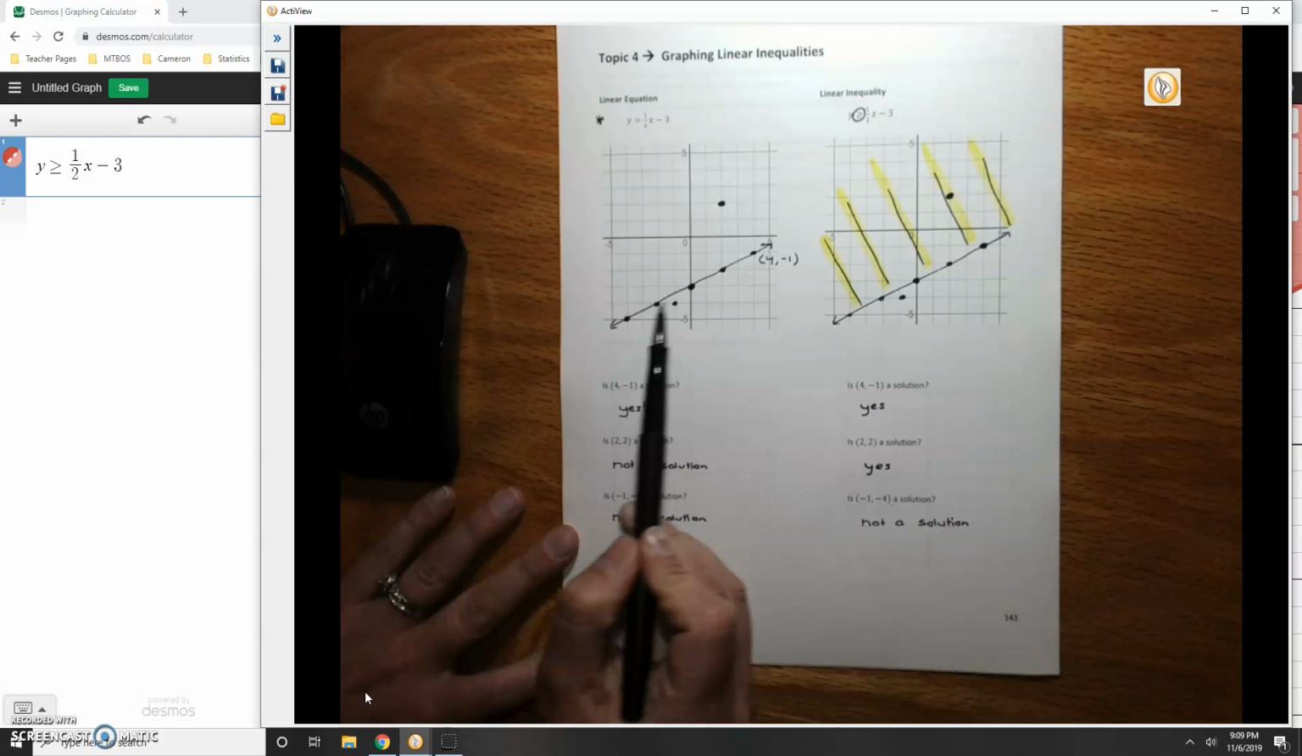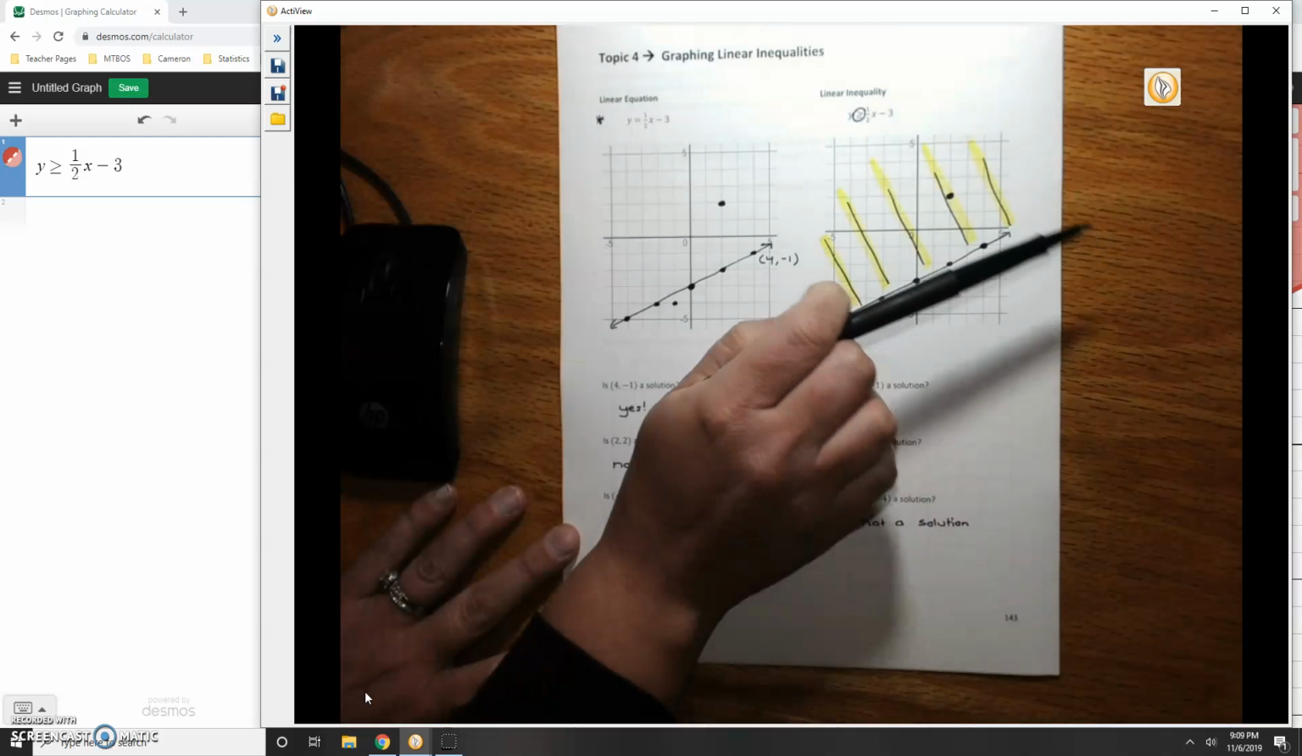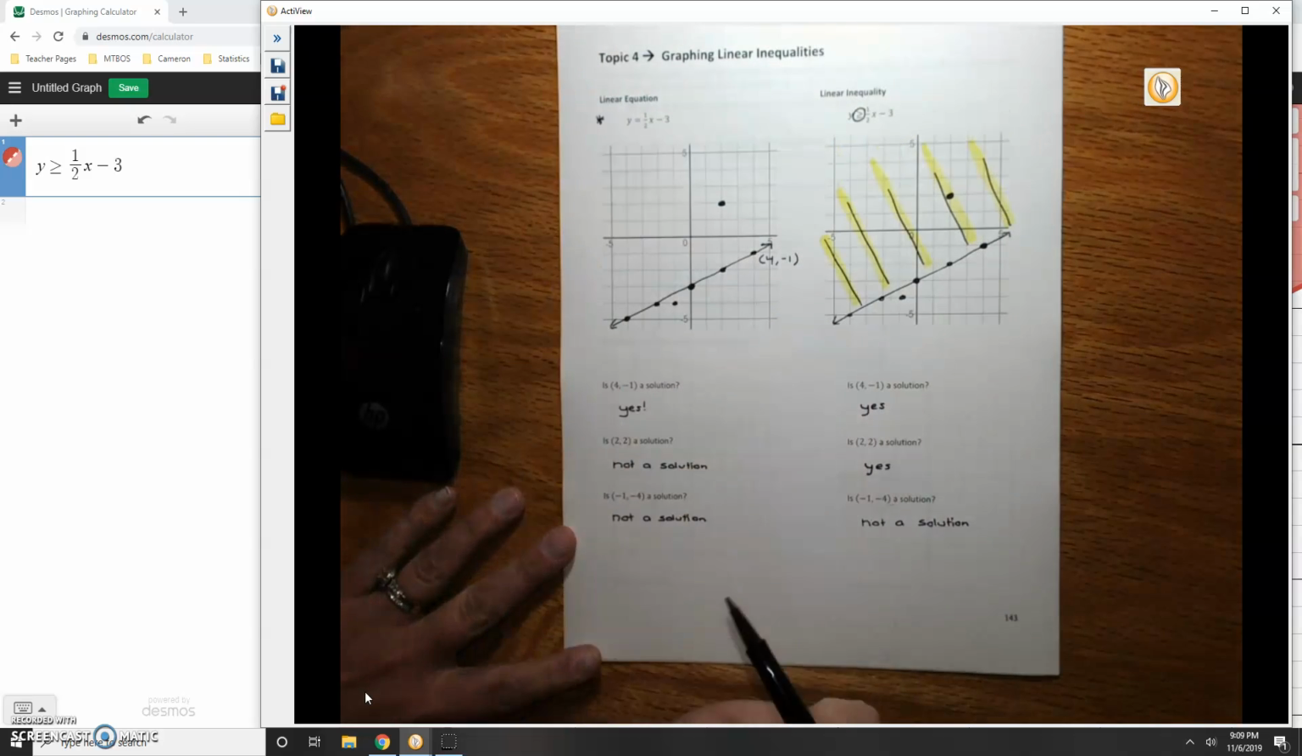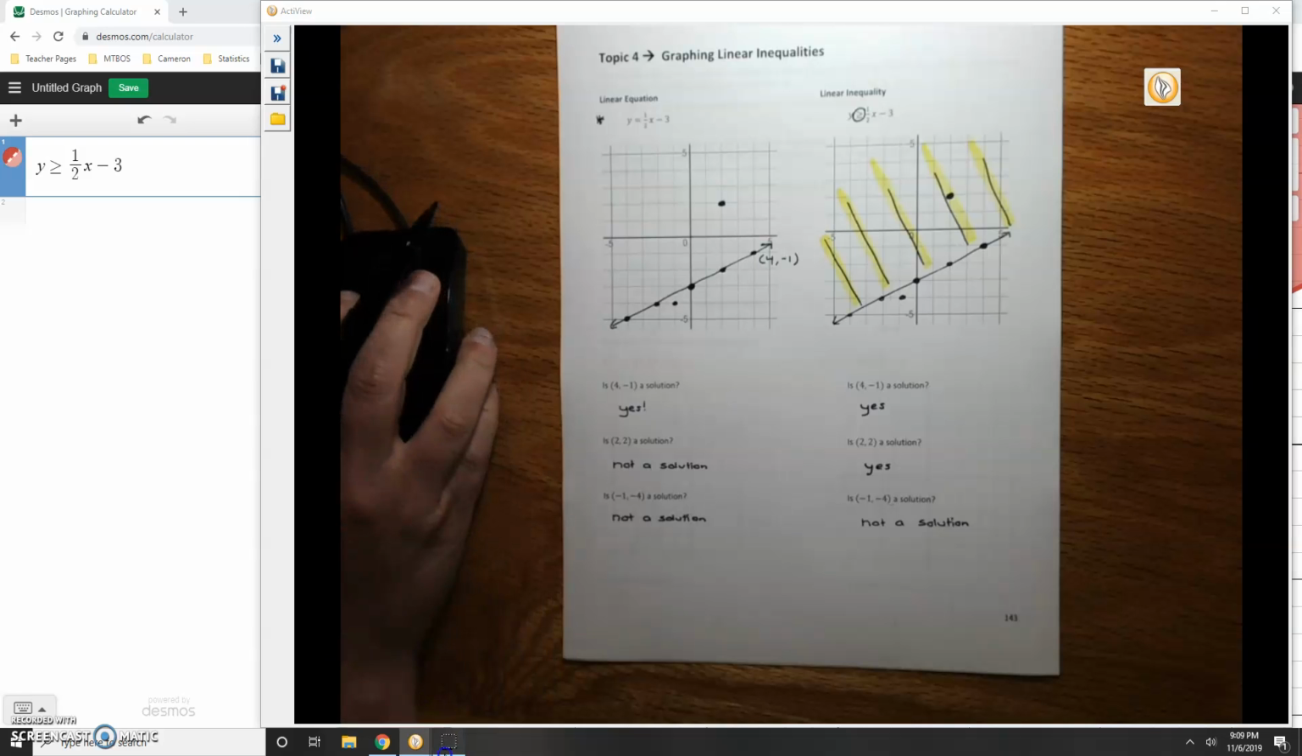So this is the direction that we are going. Instead of simply one line, we are essentially going to have an entire plane of solutions that we can choose from.